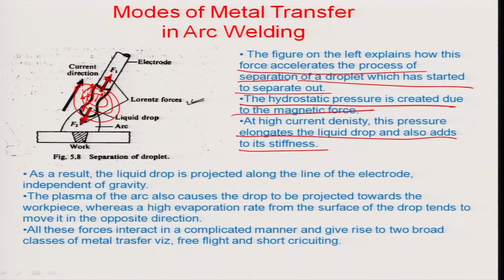So, you can think of it that the formation of this section is a result of such forces, which are always in a perpendicular direction in both directions, and you are trying to make the liquid neck around this particular region. As a result, the liquid drop is projected along the line of the electrode independent of the gravity, even though the gravity would allow the drop to simply go down. The presence of this force would try to pull along the droplet, and the plasma of the arc also causes the drop to be projected towards the workpiece.